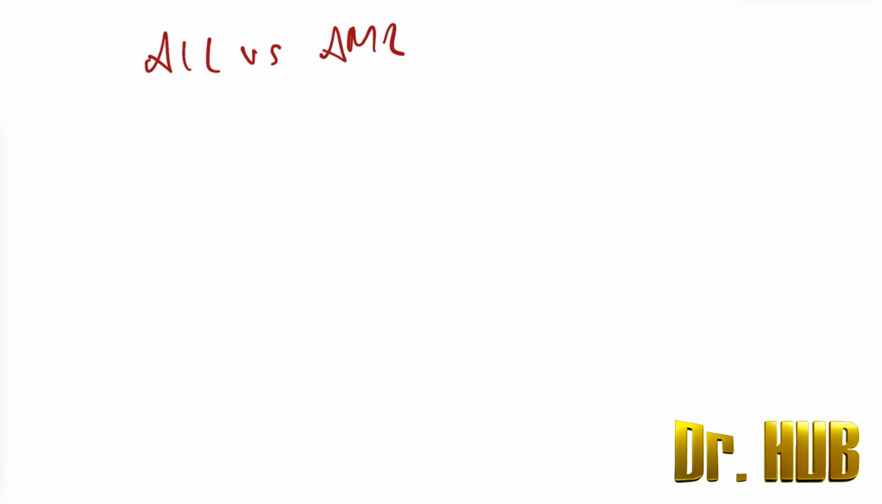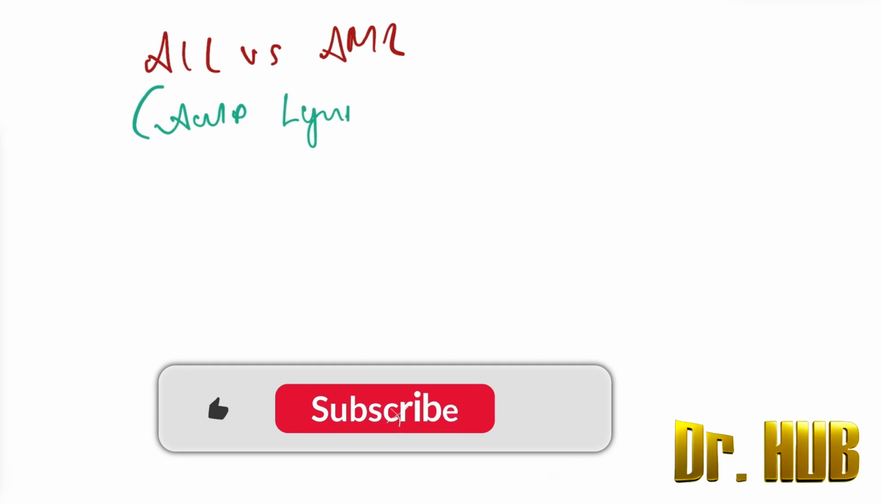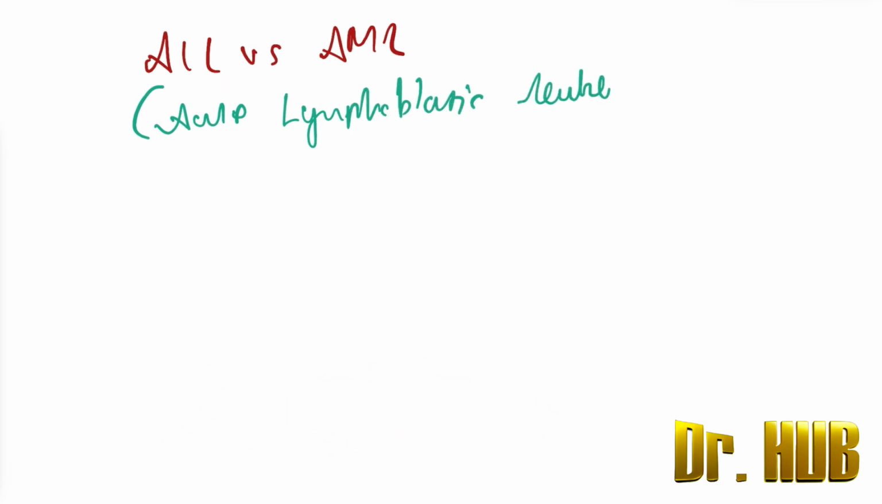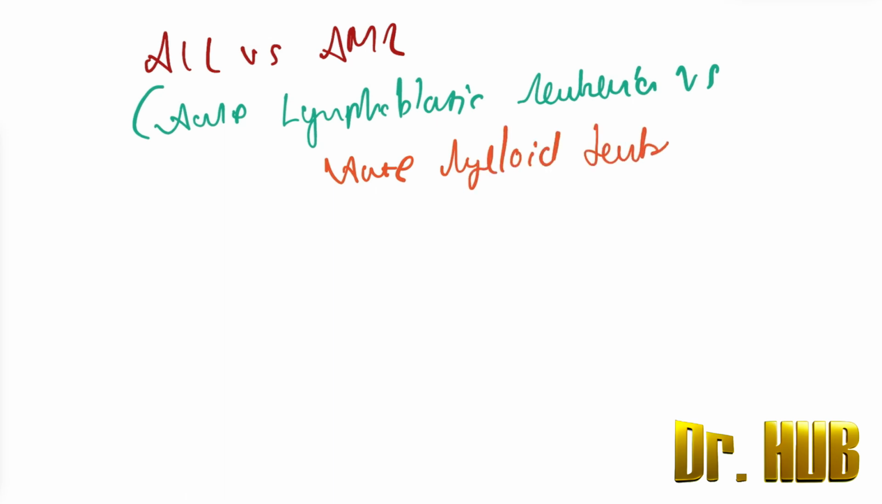So what does this mean? ALL stands for acute lymphoblastic leukemia, versus AML, acute myeloid leukemia.